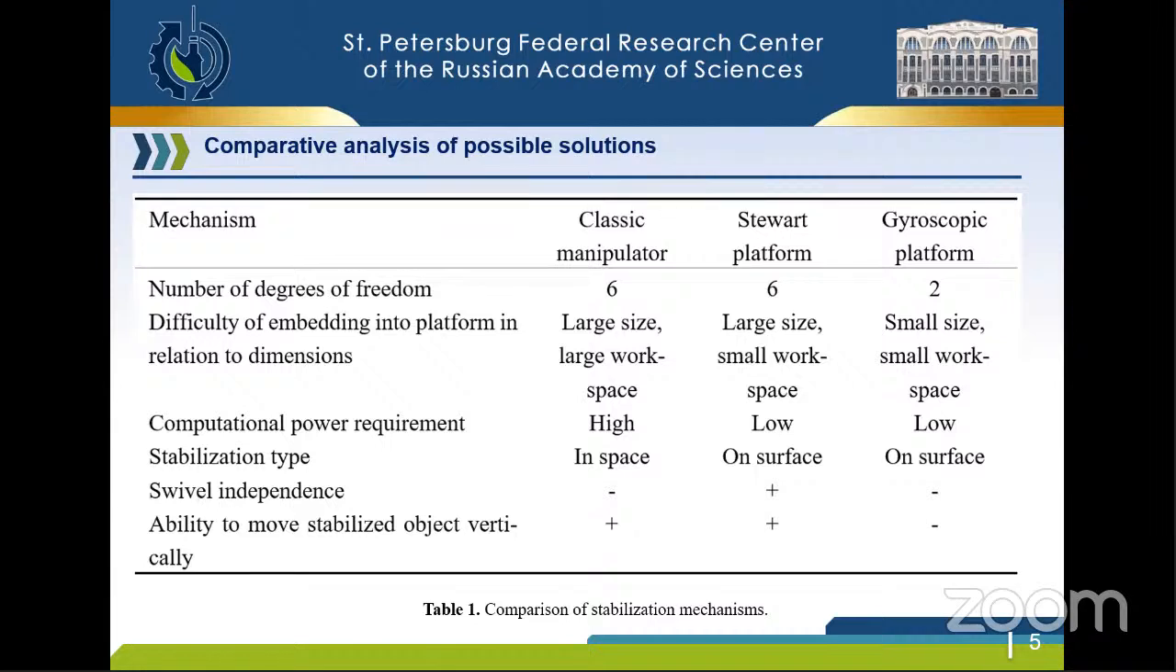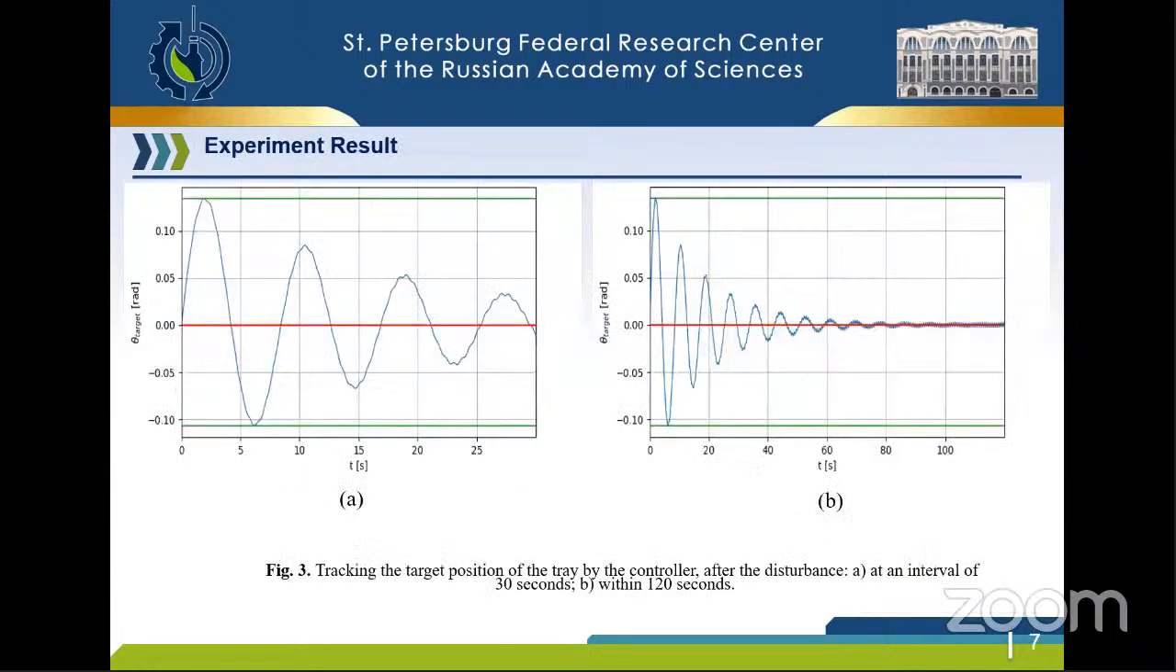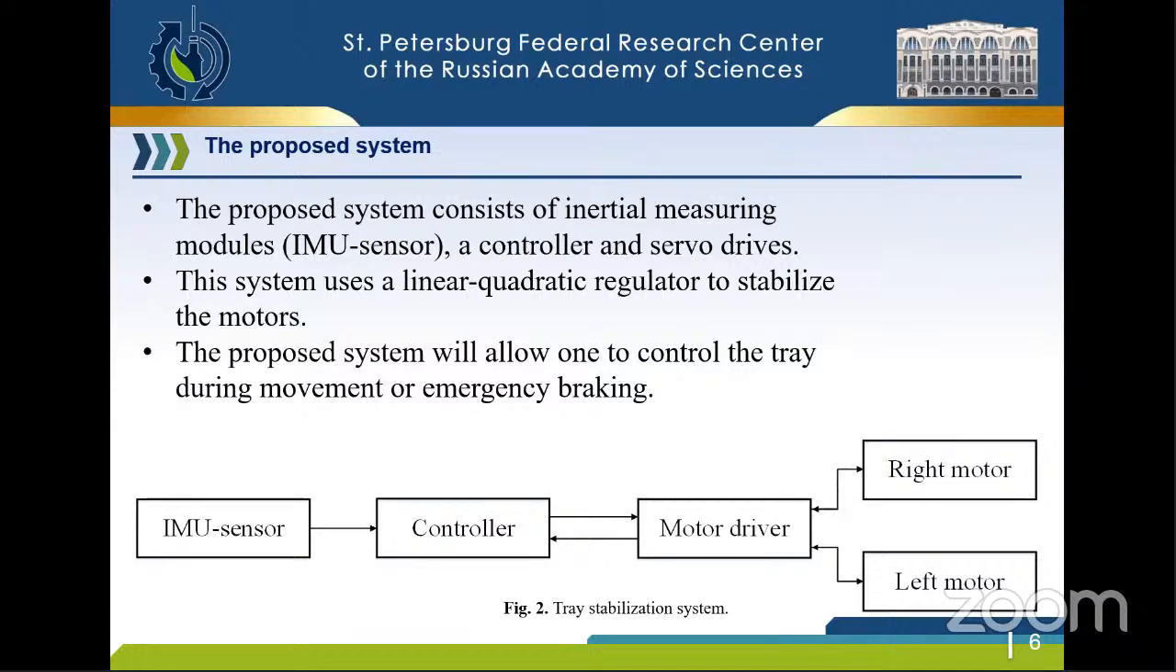So, based on the results of comparing solutions to stabilize the payload, the mechanism of the gyroscopic platform was selected. That mechanism is easy to implement and does not require a large volume in the robot, which meets the criteria of an embedded system. The proposed system consists of inertial measurement modules and control and servo drivers that stabilize the nodes. The IMU sensor is an inertial measurement device that allows the robot to determine its position in space. This system uses a linear quadratic regulator to stabilize the engines. The proposed system will allow the robot to control the tray during movement or emergency braking when an object appears on its rail.